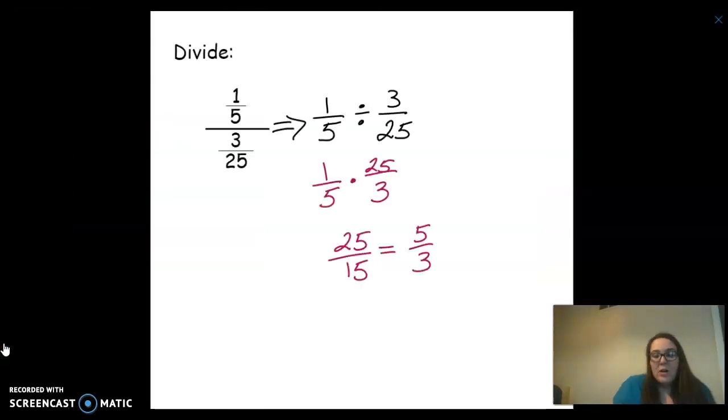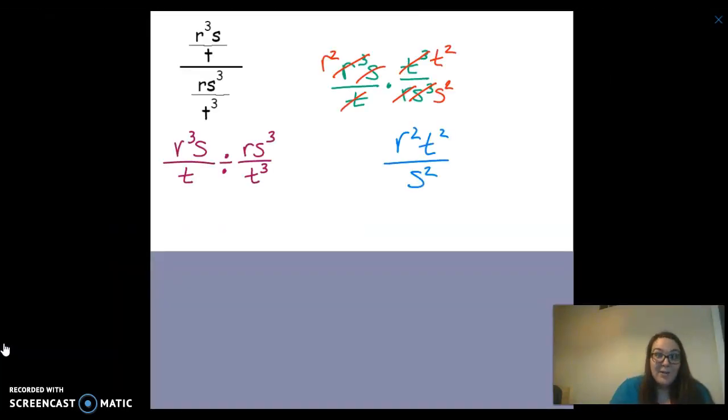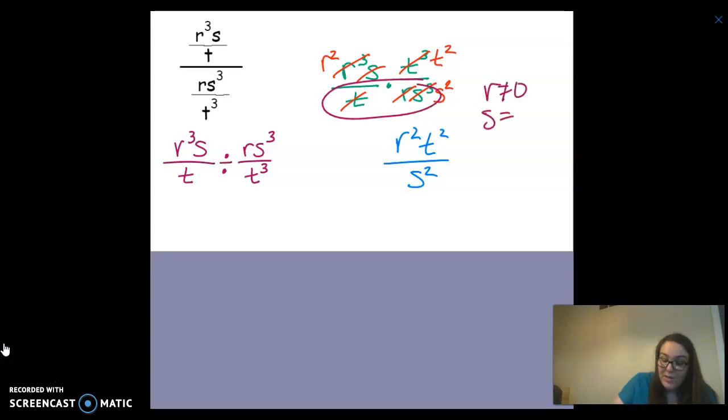Now, I do need to do that here on this question, and I'm going to do it right here because the only variables here, I have all of them on my denominator. That means r cannot equal 0, s cannot equal 0, and t cannot equal 0. I will do better on this last example here.